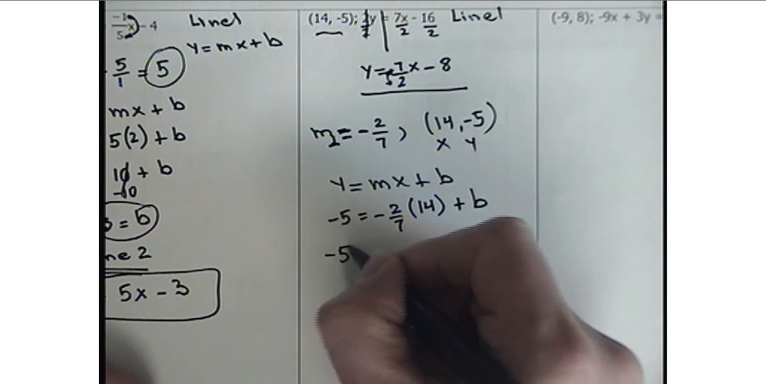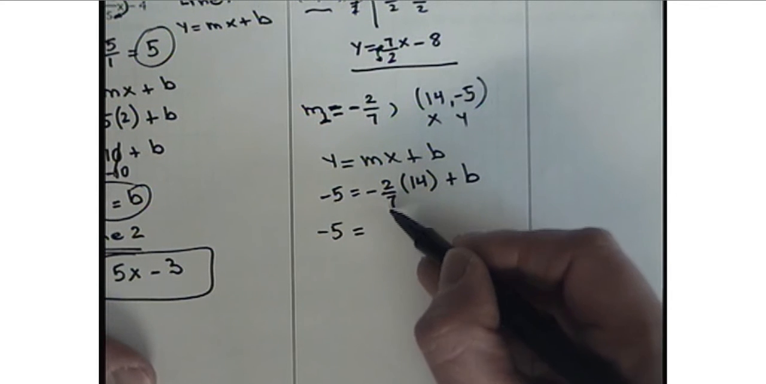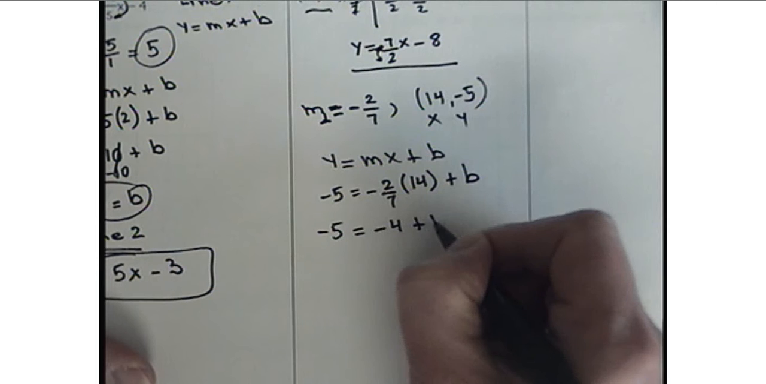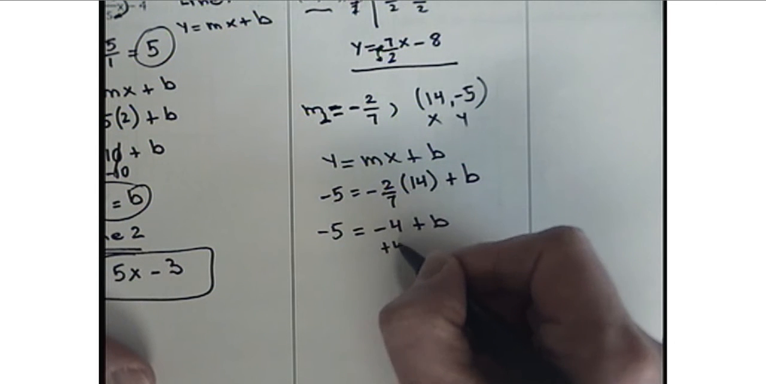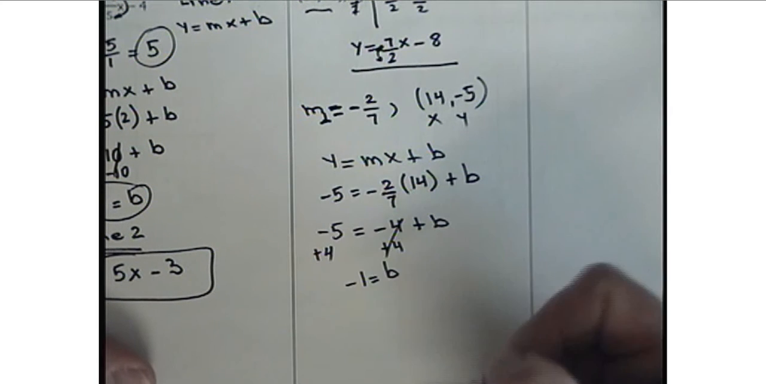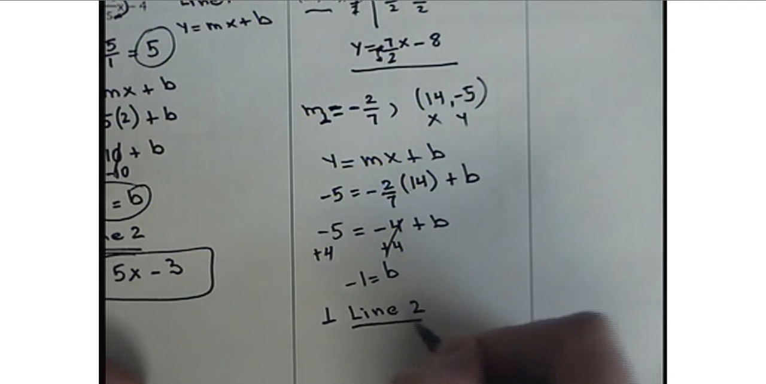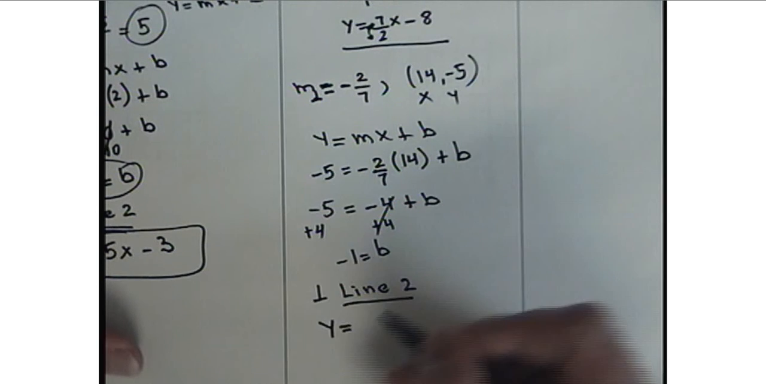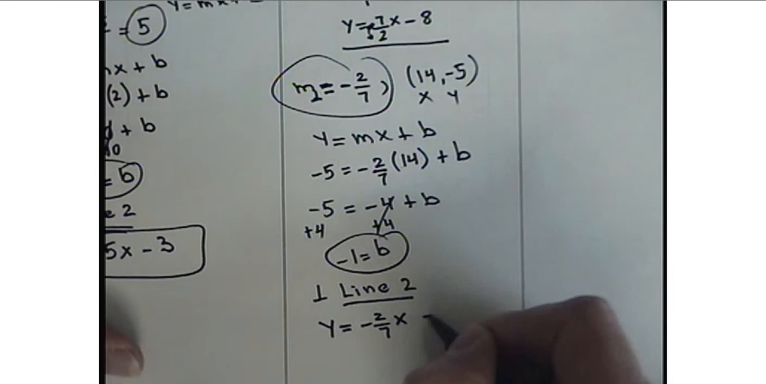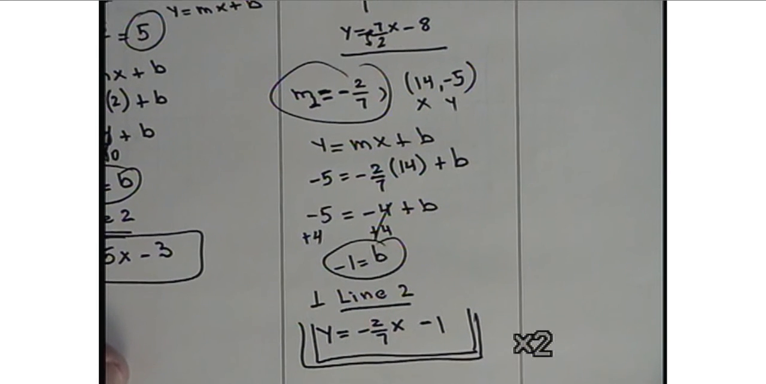Negative 5 is equal to, you can type this in your calculator, negative 2 divided by 7 times 14, and you will get negative 4 plus b here. Last step is plus 4 on each side. Negative 5 plus 4 is negative 1, so b is negative 1. All right, so perpendicular line number 2 has an equation y is equal to, slope is negative 2 over 7 x, and b is minus 1. That will be the final answer for this example.